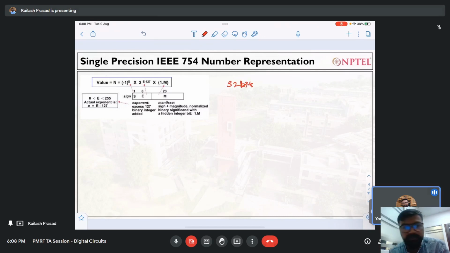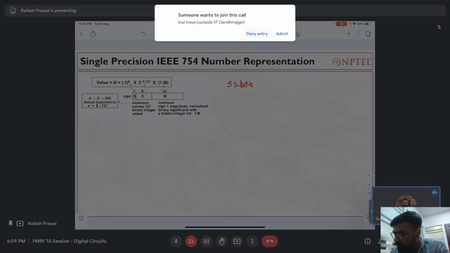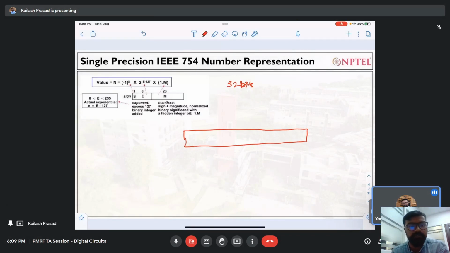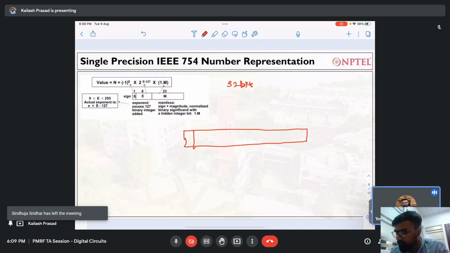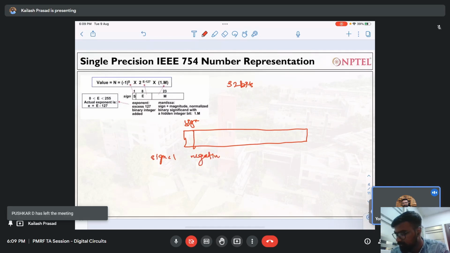This has already been discussed by the instructor in the video lecture, but I'm just revising it again so that we can attempt the questions on the basis of that. If any number has to be represented, it has to be represented in the form of 32 bits, and out of these 32 bits, the first bit will represent the sign of the number. If a number is negative, then the sign is equal to 1, and it is equal to 0 for a positive number.